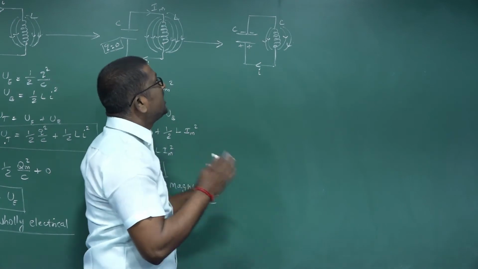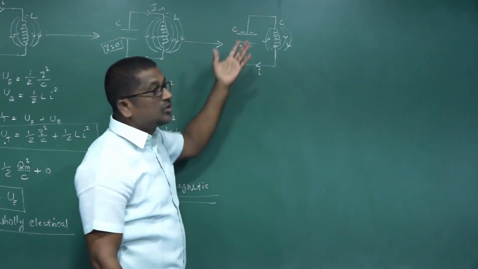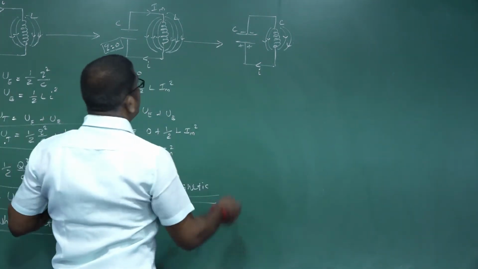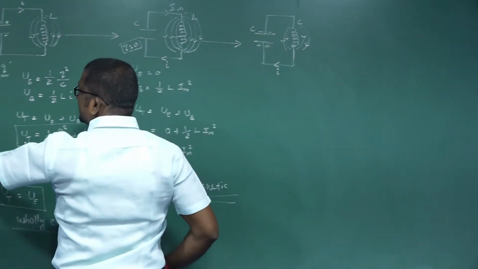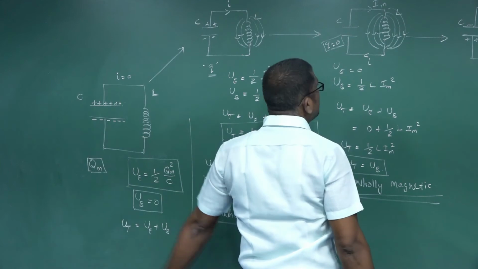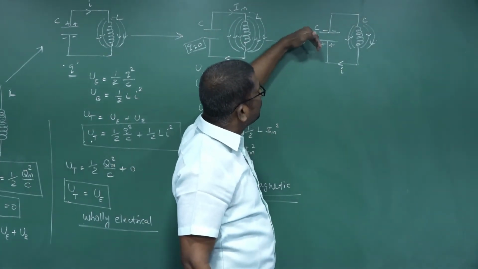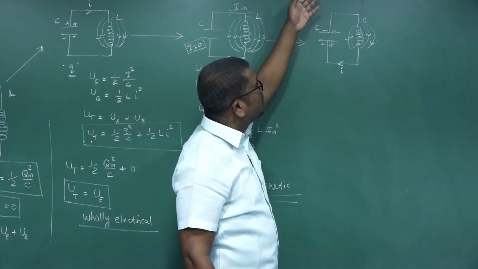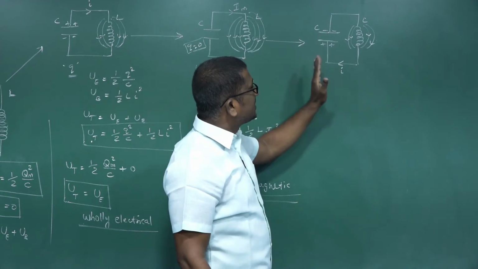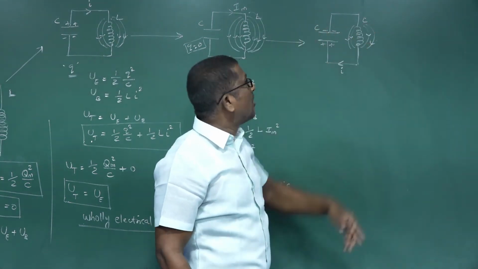The only difference is that the capacitor is charged in the opposite direction. That is, in the initial state the first plate had a positive charge and the second plate a negative charge. But in this state, the second plate acquires a positive charge, whereas the first plate becomes negatively charged. So the capacitor is charged in the opposite direction.